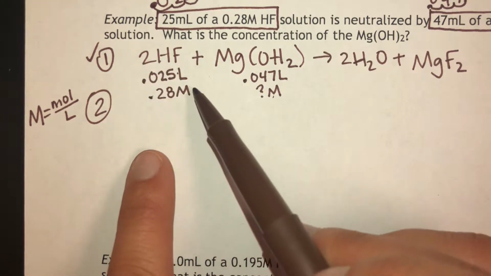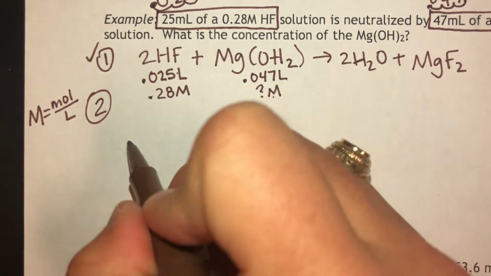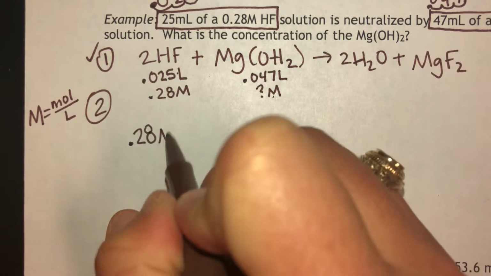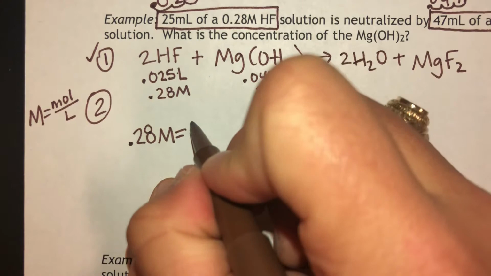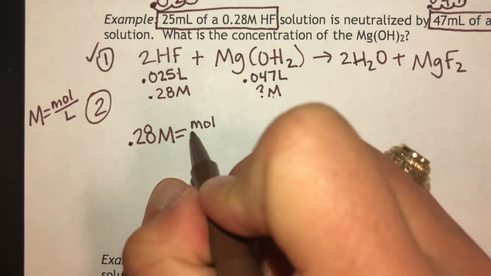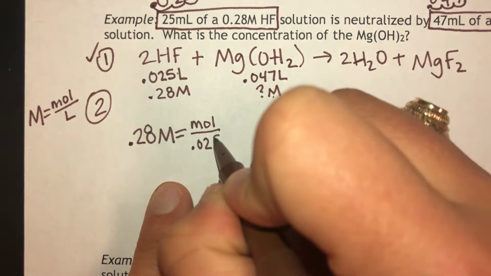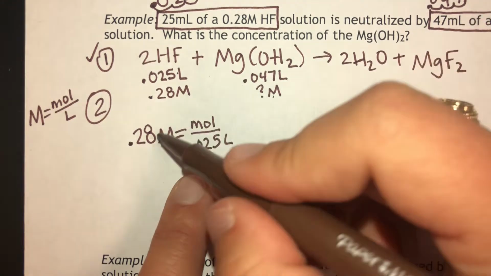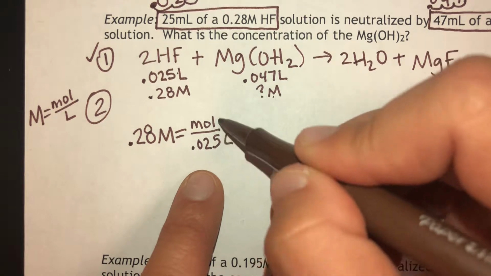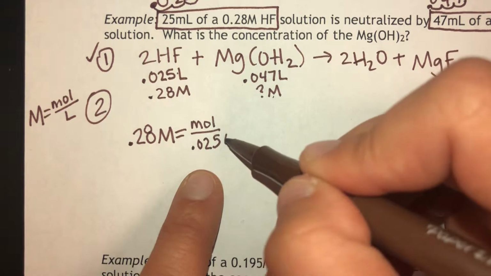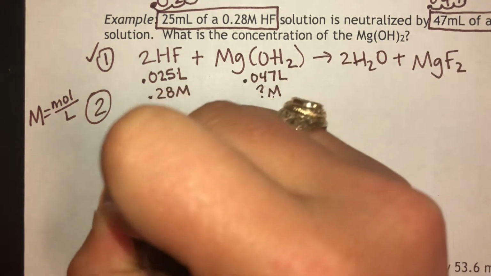So we're just going to fill these units into this problem. They gave us big M, so we're going to fill that in. 0.28 M is equal to, we don't know moles for this, they didn't give it to us, so we're just going to write mole. And then they gave us liters, so we're going to put 0.025 liters. And from here, we're just going to multiply both sides by 0.025. Since this is being divided and we want to get moles by itself, we do the opposite function, which is multiply. So we'll multiply both sides by 0.025.